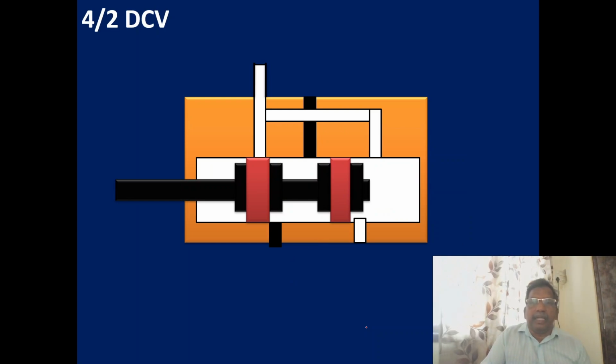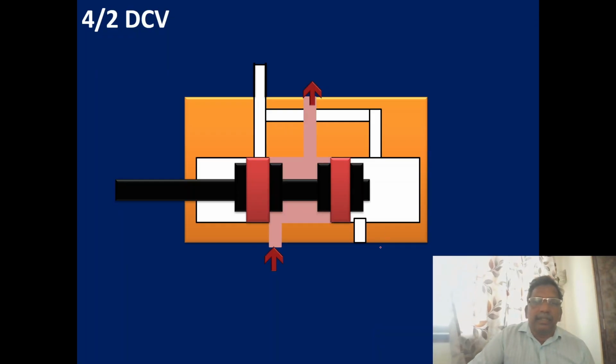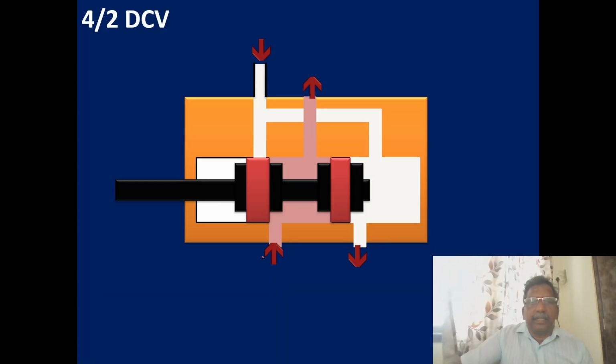Then 4/2, there are four ports we are having. One, two, three, four ports. So what will happen? When we are having the motion, immediately the energy is supplied to the cylinder. On the opposite side, the pressurized air has to be released. That will be released towards this direction. It is coming inside and it will be released.